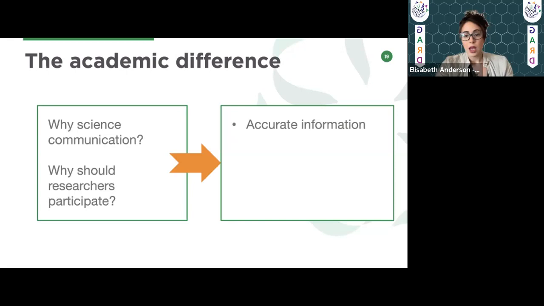Context is key. As scientists, we can provide critical context to conversations that may be missed by folks who aren't completely immersed in the field.